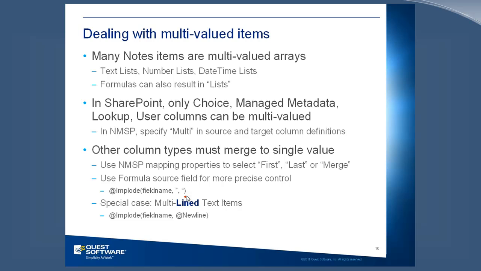You can use a formula to control that, and then you map that to your single valued text field. Now, special case with text fields, you can in SharePoint have a multi-line text column, so it's still one string, but it has new lines in it. So here's an example where a formula could take a multi-valued field and create one string with new lines as the separator. So now you can map that nicely to a multi-line field.